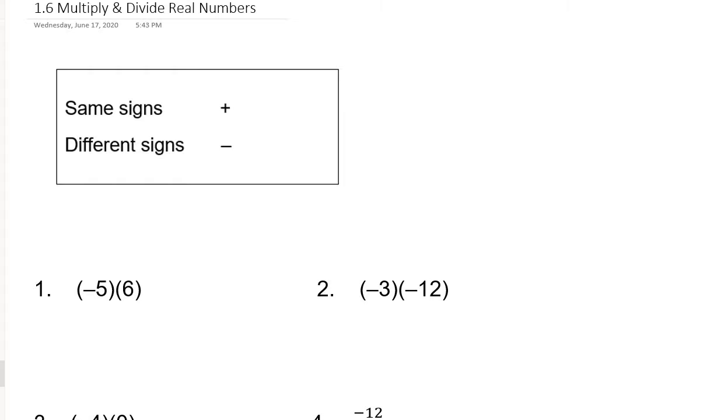All right, so problem number 1, here I have one positive number and a negative number. So these are different signs, so I know my answer is going to be negative. And 5 times 6 is 30, so my answer here is negative 30. Problem 2, my numbers here both have the same signs. They're both negatives. So my answer is going to be positive, and 3 times 12 is 36. So my answer is positive 36.